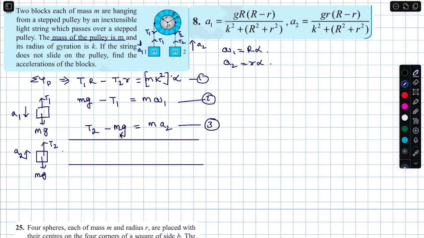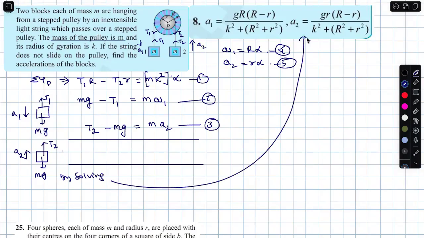So how many unknowns are there? T1, T2, A1, A2, alpha. I have given you 5 equations actually. Now by solving 3, 4, 5, we will get these accelerations. Do you wish me to solve or is it okay? Why am I doing this? Because to maximize the number of questions per day.